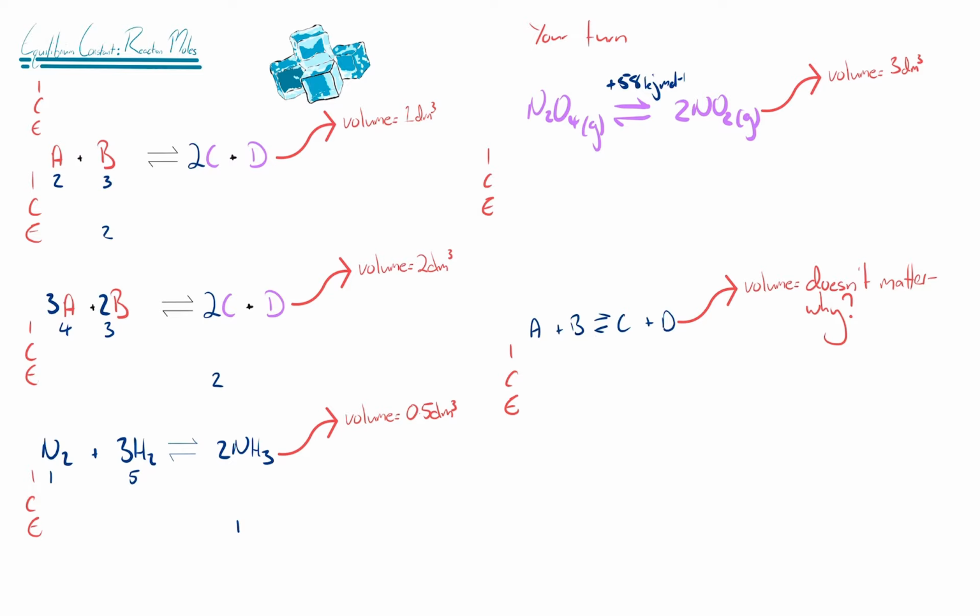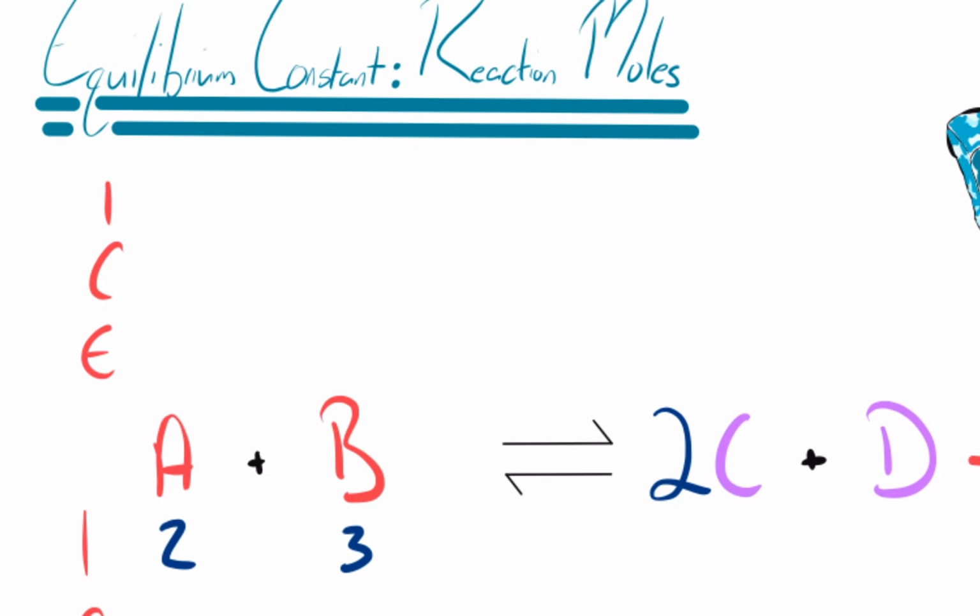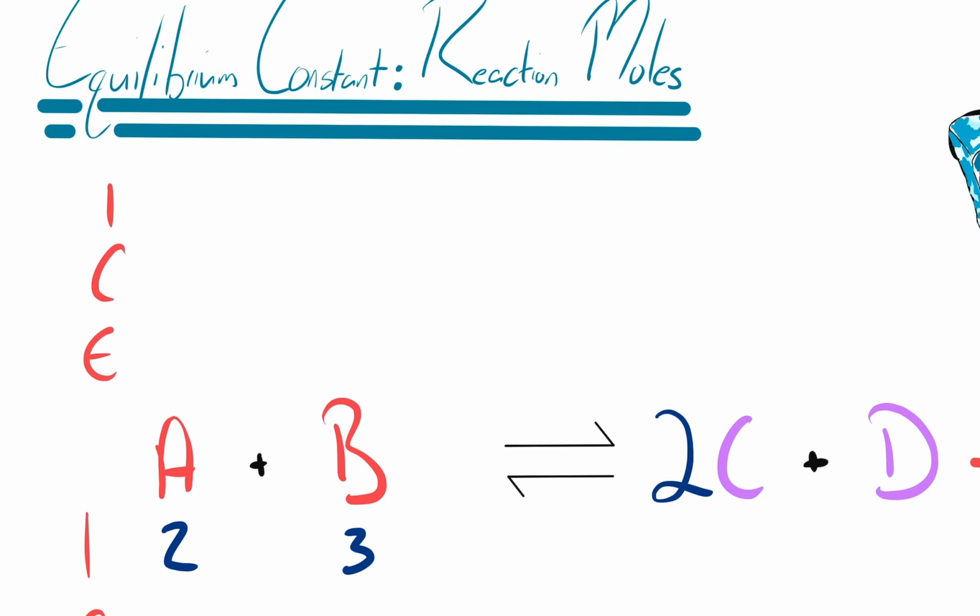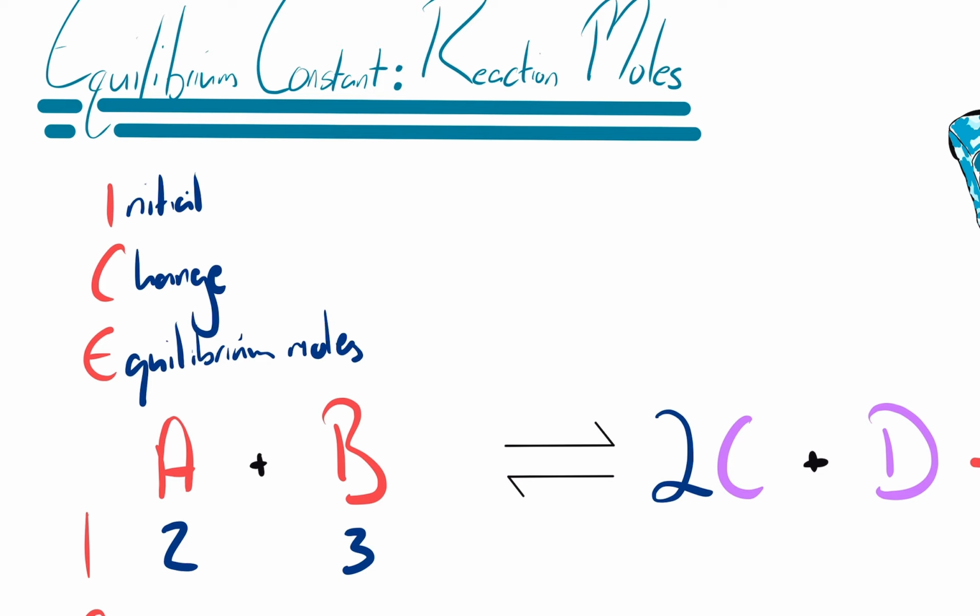Let's get into it. So I always think about I.C.E. So we need to know our initial moles, we need to work out our change in moles, and then work out our equilibrium moles. Sort of put that in a little table to work this stuff out.